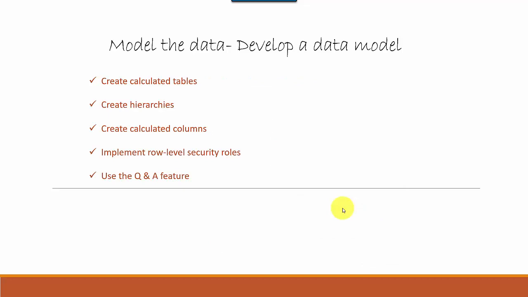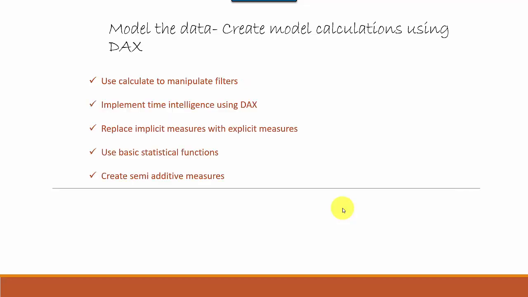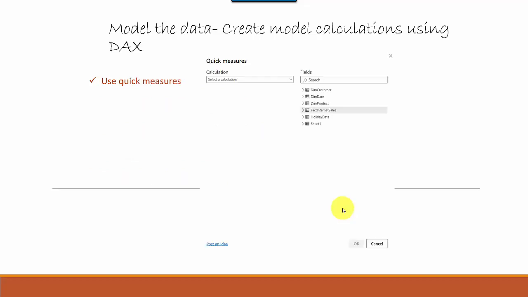So moving on, we've already covered this. And then you will learn how to create basic measures by using DAX. So we will discuss some of the useful DAX measures. We'll learn how to use time intelligence using DAX, how to use filters, replace implicit measures with explicit measures, and we'll talk about that as well. We'll talk about some of the statistical functions. We'll talk about semi-additive measures in Power BI.